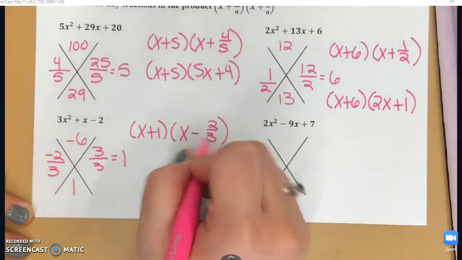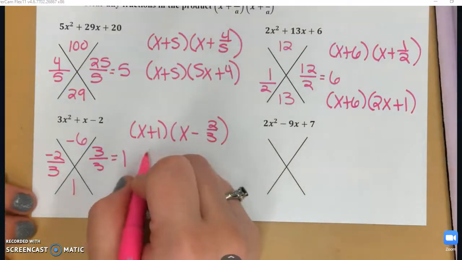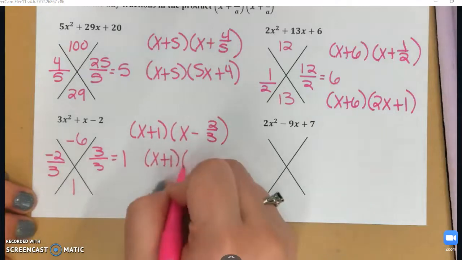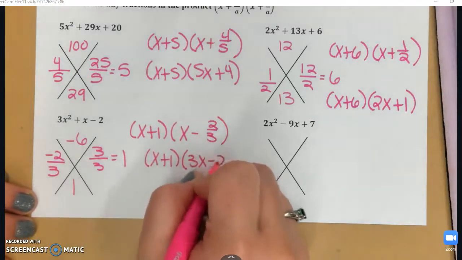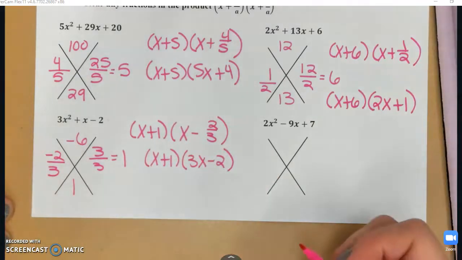To get rid of that fraction, I'm going to multiply x and my fraction by 3. So x plus 1 stays the same, and I have 3x minus 2. Okay, last one for this page.